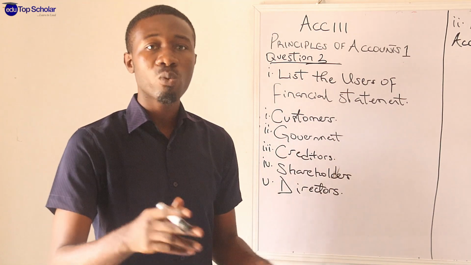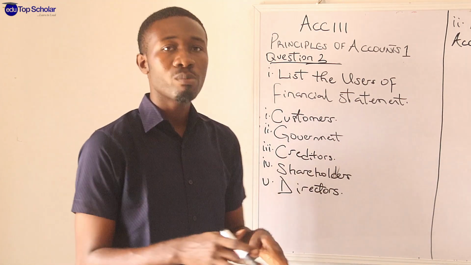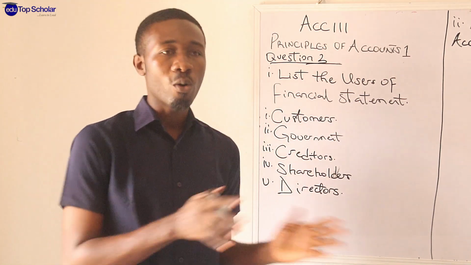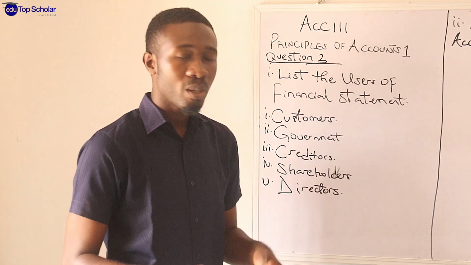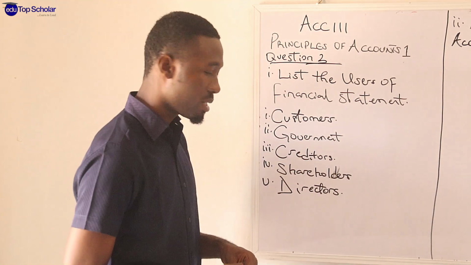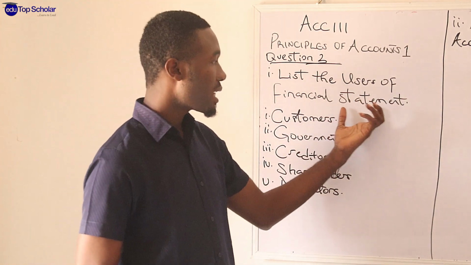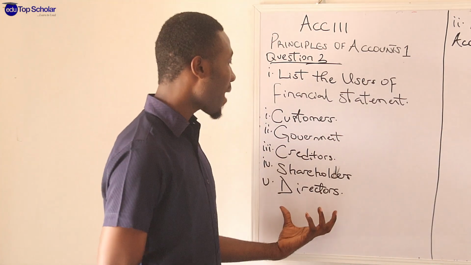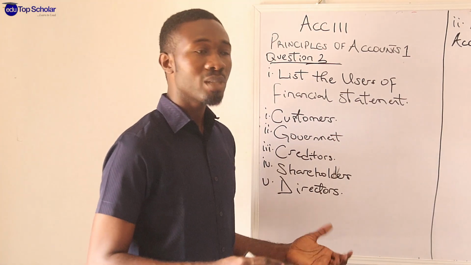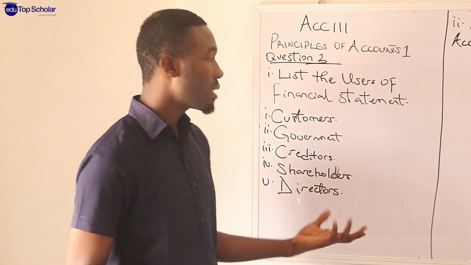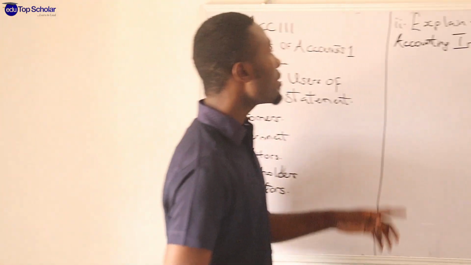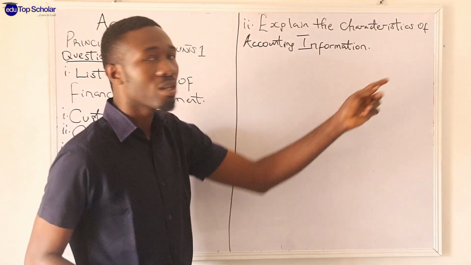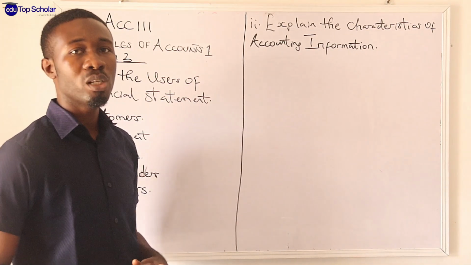Because that is what really makes them to know whether they are performing or they are not performing. It measures the performance of the directors of the business. So they are also interested in the financial statements. That is the first part of the question. If you write these 5 for your examiner in the exam, you are correct and you will get your full mark. And the next question is, explain the characteristics of accounting information.